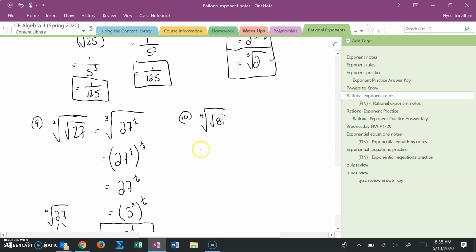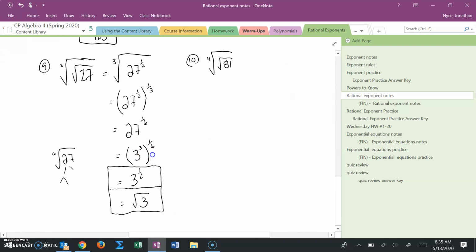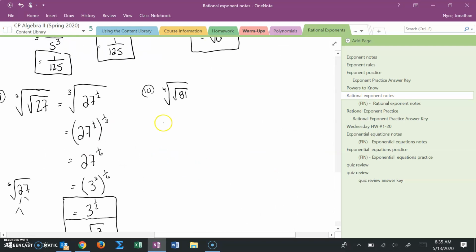We can go through this a couple of different ways. We know that the square root of 81 is 9, so we can make this the 4th root of 9, but then we're kind of stuck, because a 3 doesn't come out since we're looking for sets of 4. So what we can do is make this the 4th root of 81 to the 1/2 power.